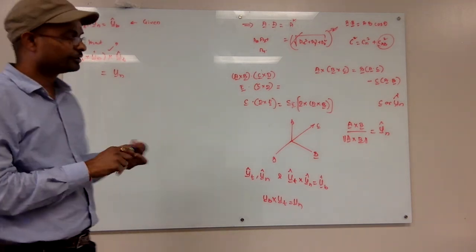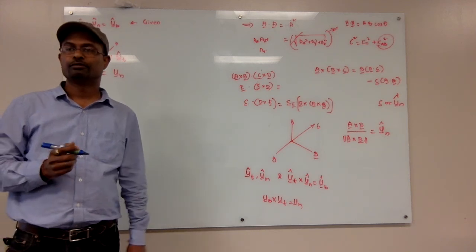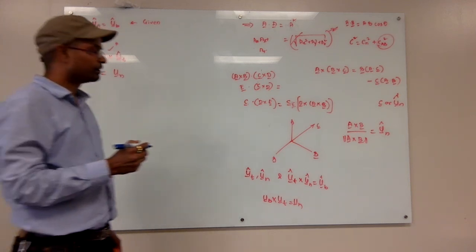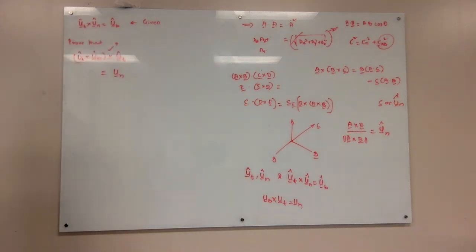It's A sine theta. Anybody, cross product definition? Oh, it's just A sine theta. Yes. The definition of A cross B is the magnitude of A, B, sine theta, and the vector which is perpendicular to A and B.